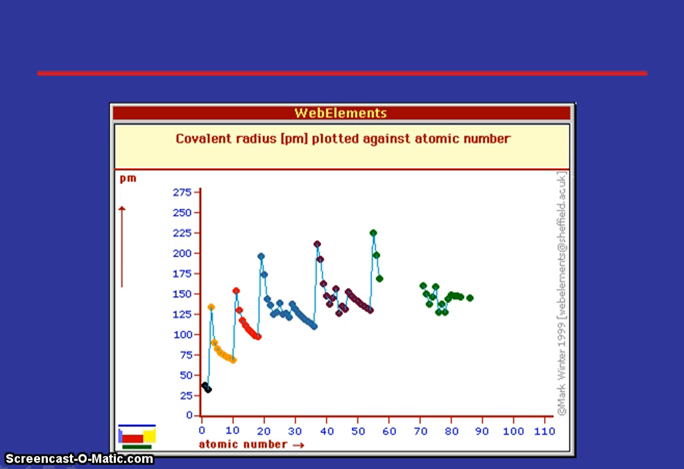And what we should notice is as we go across a particular period, our atomic radius decreases. So if we were to look at the yellow dots as an example, that's going across period 2, or the red dots, that's going across period 3, and so forth. If we were to look going down a group, our atomic radius increases. As an example, if we look at the dot at the top of each of those trends, we're looking at the alkali metal group.